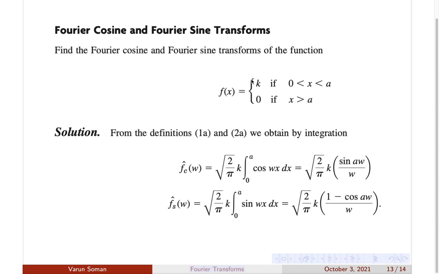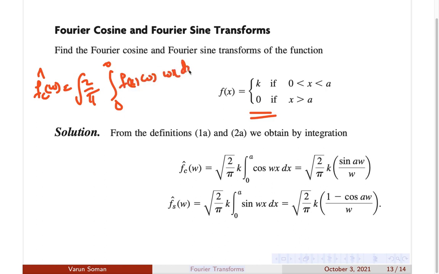Find the Fourier sine transform and cosine transform of these functions. It's a very simple thing. If you want to find the Fourier cosine transform, what do I have to do? It is Fc cap of omega, which is simply root 2 by pi integral 0 to infinity f of x into cos omega x dx. So use that definition here. Here f of x is basically k only, so it will be root 2 by pi integral 0 to a, k into cos omega x dx.